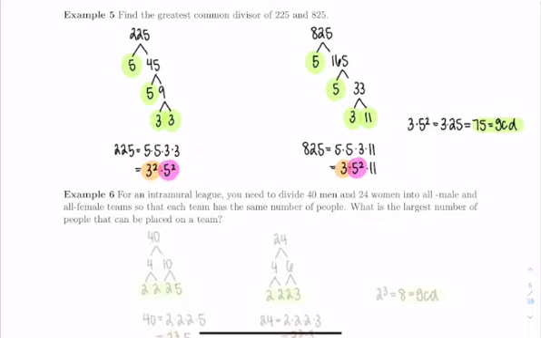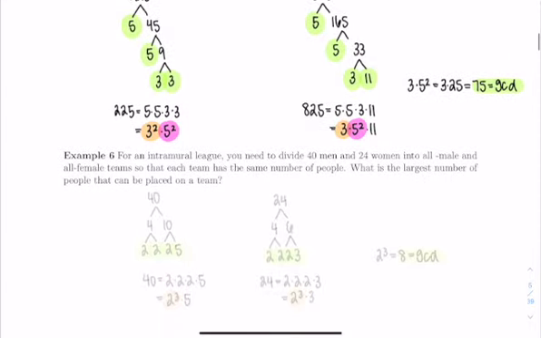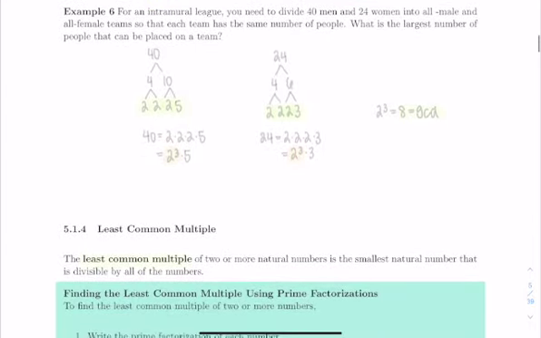So for an intramural league, you need to divide 40 men and 24 women into all male and all female teams so that each team has the same number of people. What is the largest number of people that can be placed on a team? This is just a word problem to figure out what the greatest common divisor is between 40 and 24.